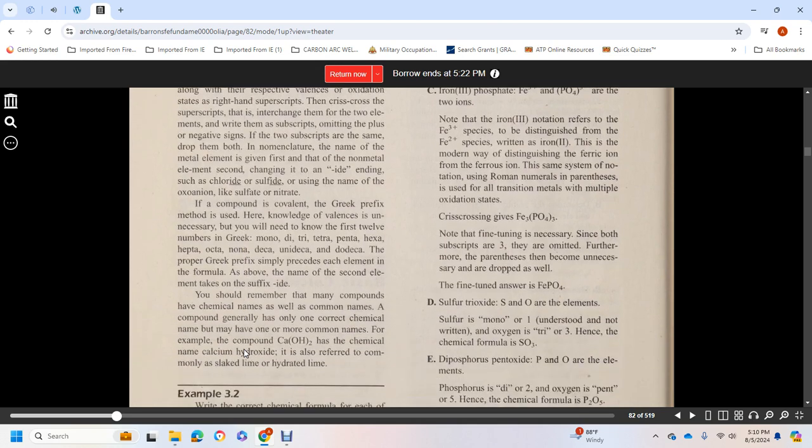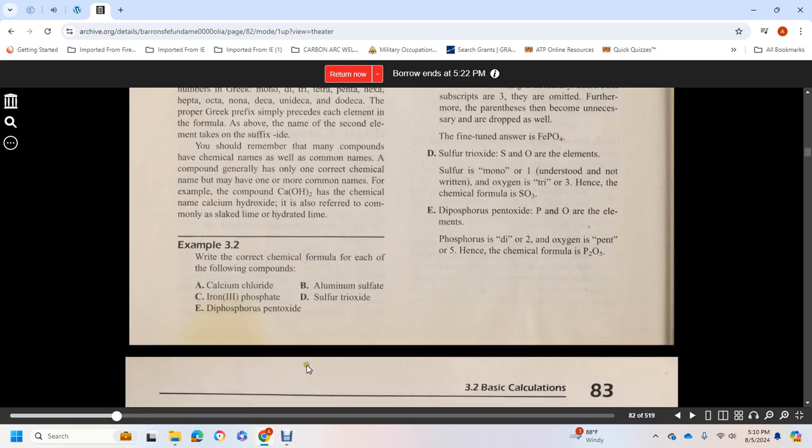You should remember that many compounds have common names as well as chemical names. A compound generally has one correct chemical name but may have more than one common name. For example, the chemical calcium hydroxide is also commonly known as slaked lime or hydrated lime.